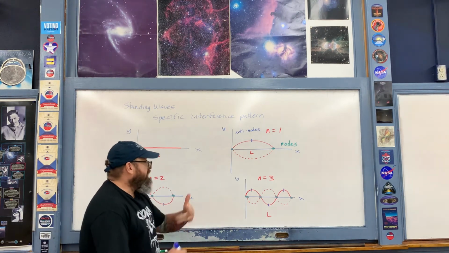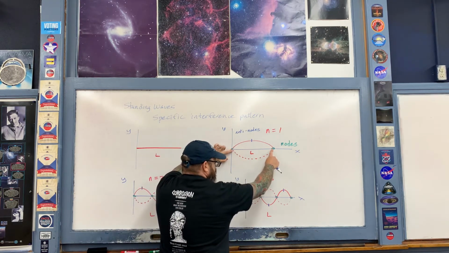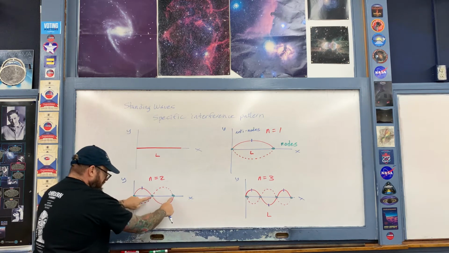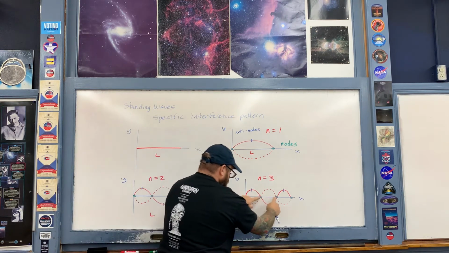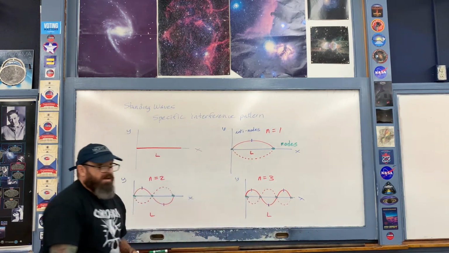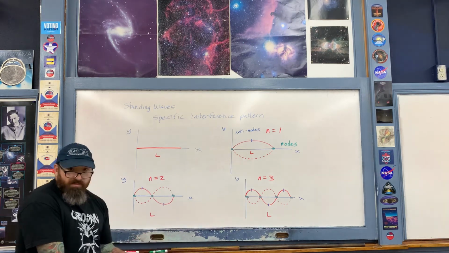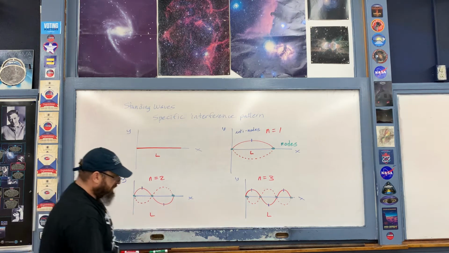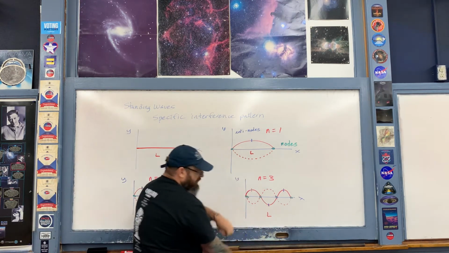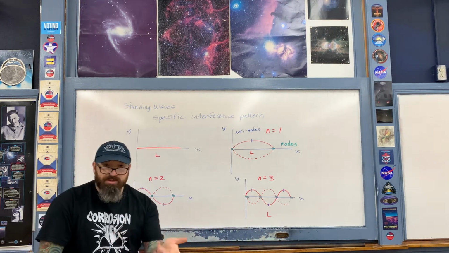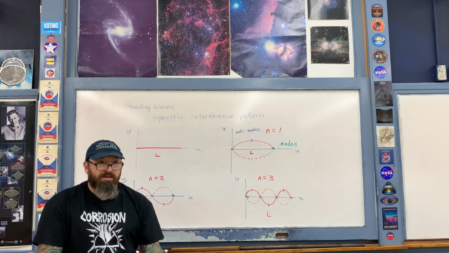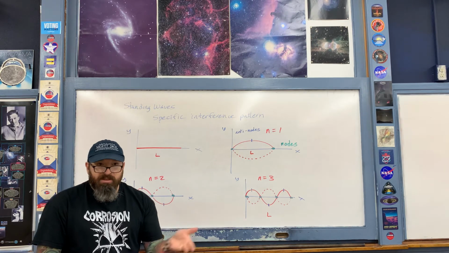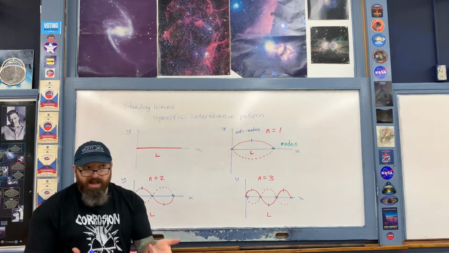Notice that all of the nodes, by the way, are separated from each other by a half wavelength. That's the case here and here, here, here, and here, and so on. And the antinodes are also separated from each other by a half wavelength. So from crest to trough, for example, here, crest to trough here, and so on. So the antinodes are separated by a distance of a half wavelength, as are the nodes. Okay, let's go ahead and take a look at a simple example that just briefly illustrates these patterns.